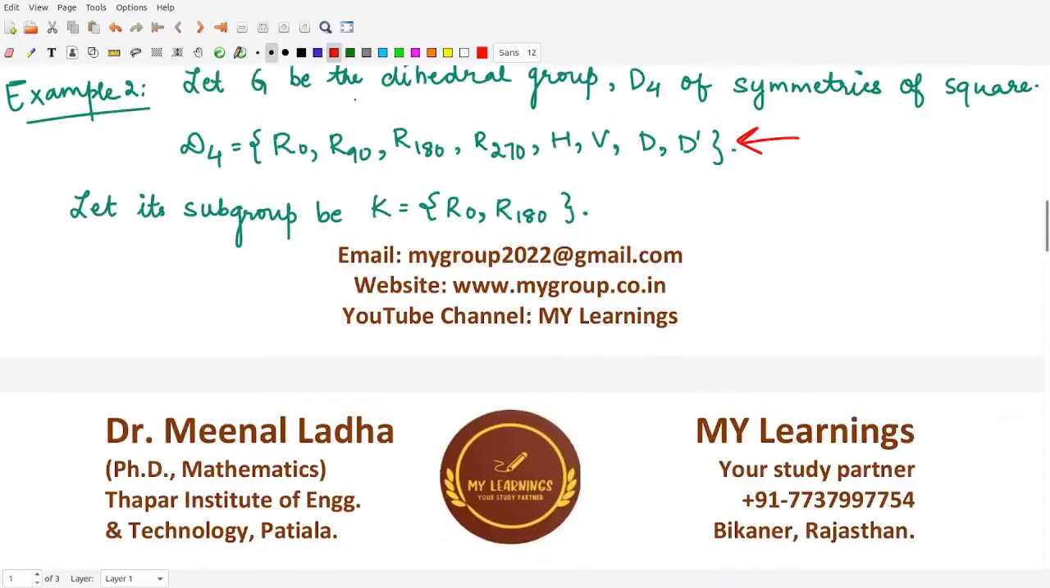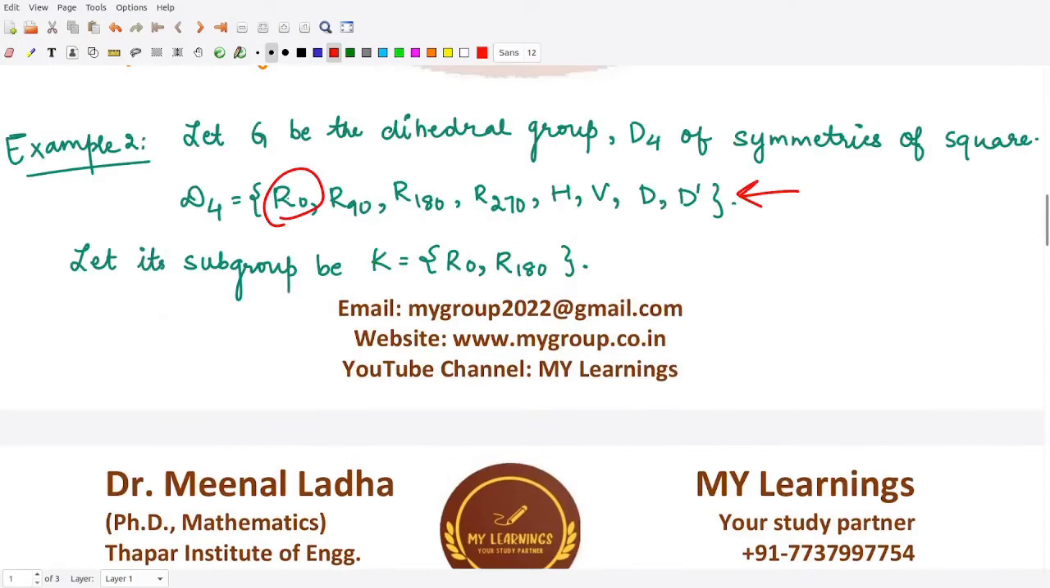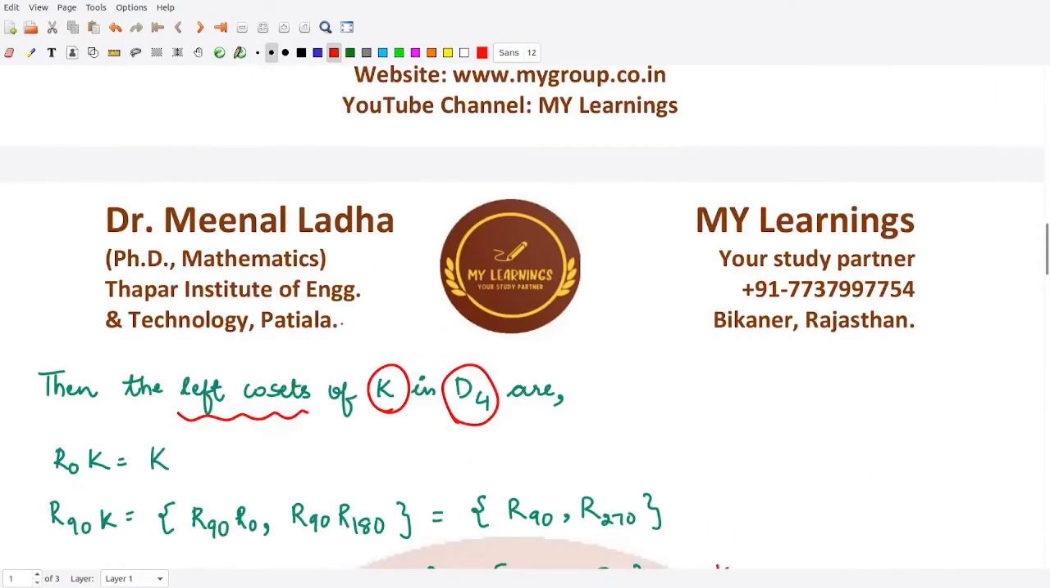So for the first element R0, R0K, what would it be? R0 is basically the identity element of D4. You know that. So R0, when you multiply with each of the elements of K, would give you again the same elements, and that would just be K. So in this case the coset R0K is K only. The first one is clear.